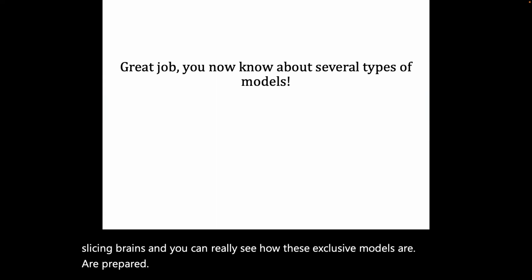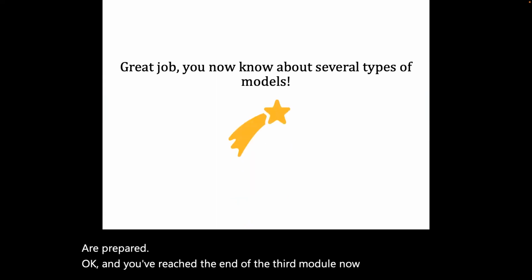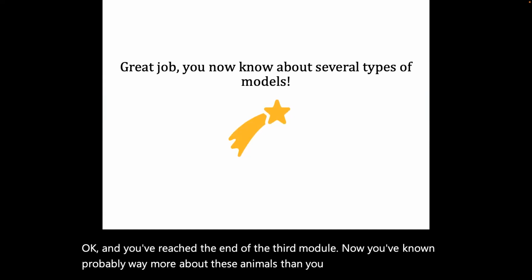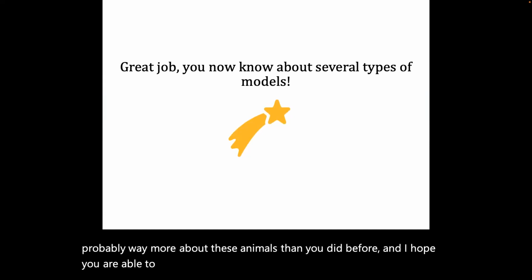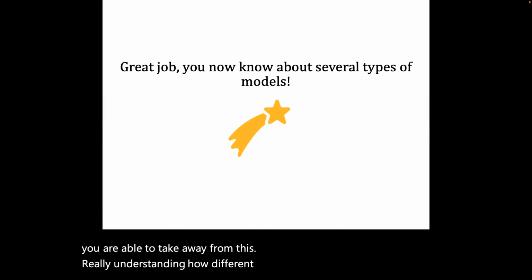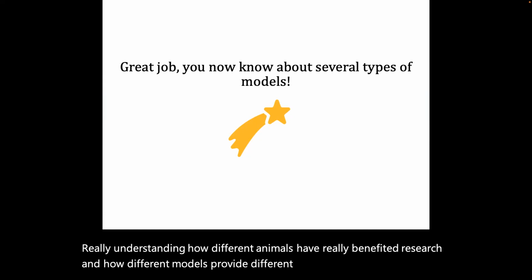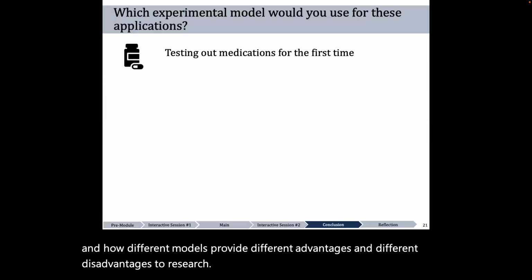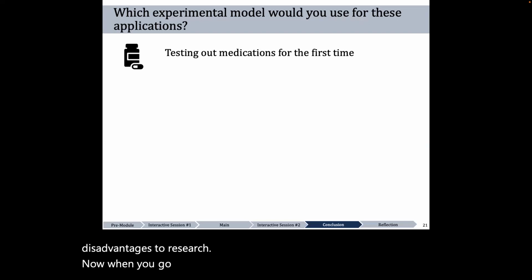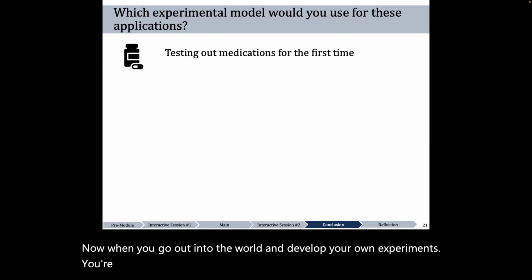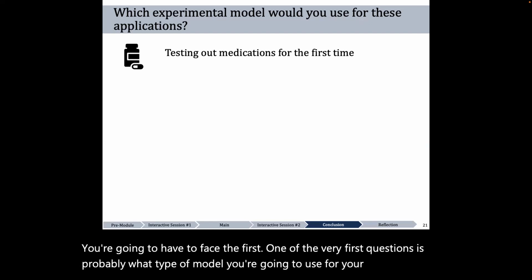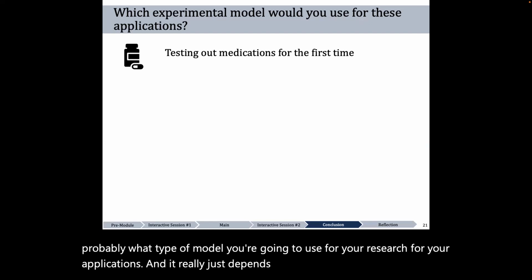Okay, and you've reached the end of the third module. Now you know probably way more about these animals than you did before. I hope you are able to take away an understanding of how different animals have benefited research and how different models provide different advantages and disadvantages to research. Now, when you go out into the world and develop your own experiments, one of the very first questions you will face is probably what type of model you're going to use for your research and your applications. And it really just depends on what you want to do.